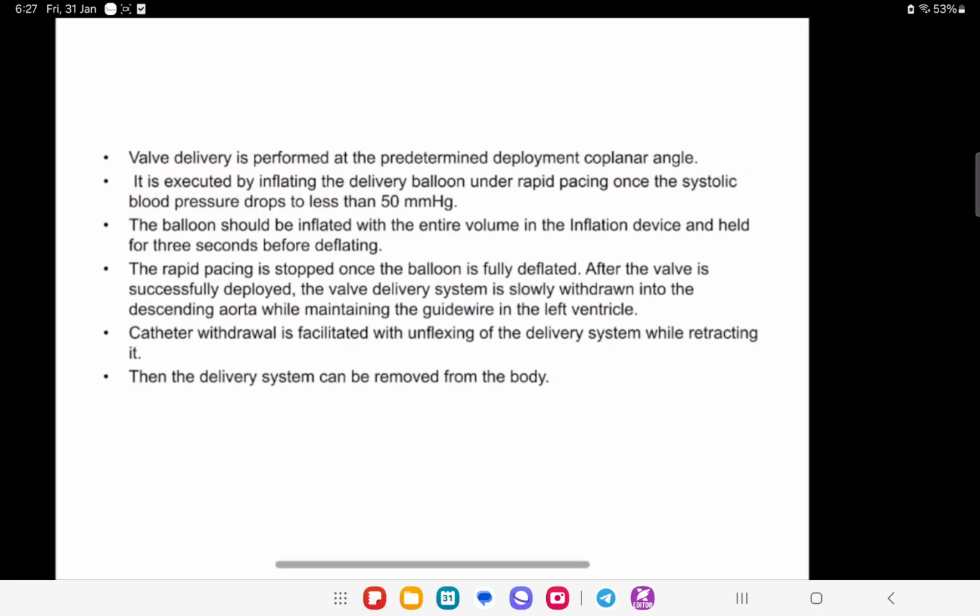The valve delivery is performed at the predetermined deployment coplanar angle. It is executed by inflating the delivery balloon under rapid pacing once the systolic pressure drops to less than 50 mm of mercury. The balloon should be inflated with the entire volume in the inflation device and held for 3 seconds before deflating. The rapid pacing is stopped once the balloon is fully deflated.